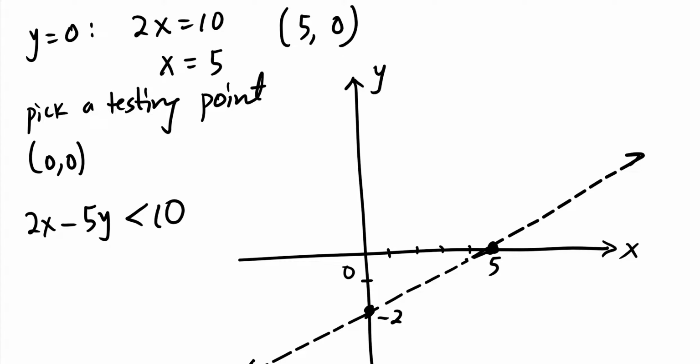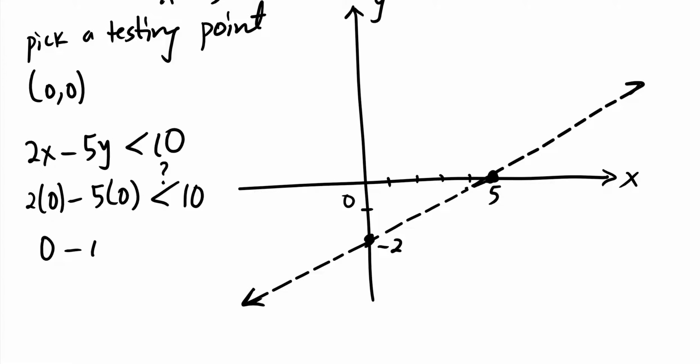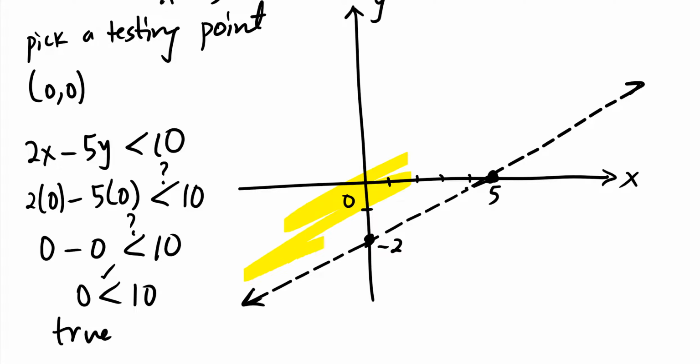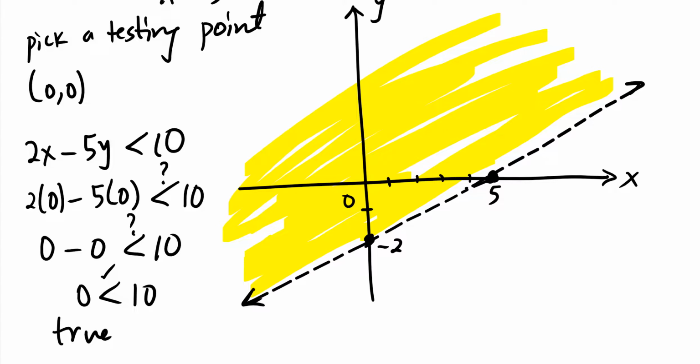If you substitute the 0 in, 2 times 0 minus 5 times 0, is this going to be less than 10? Well, let's see. 0 minus 0, is that less than 10? 0 less than 10? Yes, it is. So that's a true result. So the region containing the origin is the true region. The line split the entire plane into a region above it, which includes the origin, and a region below it, which does not. So that region is the solution region for this kind of inequality.